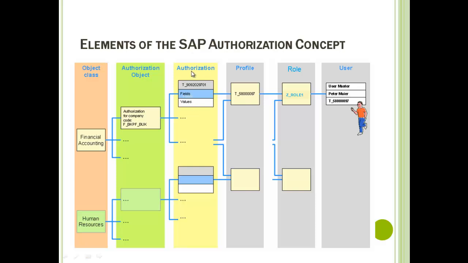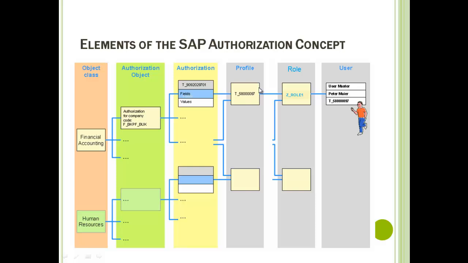The next element is authorization. This is the combination of fields and values together for this authorization object. Each authorization object will have a field as well as values. For example, this authorization object will have BUKRS, which is company code, as a field, and the field will have some values. So this is called authorization.